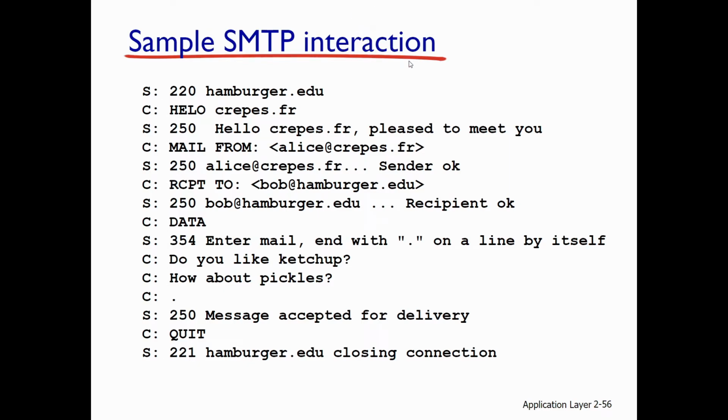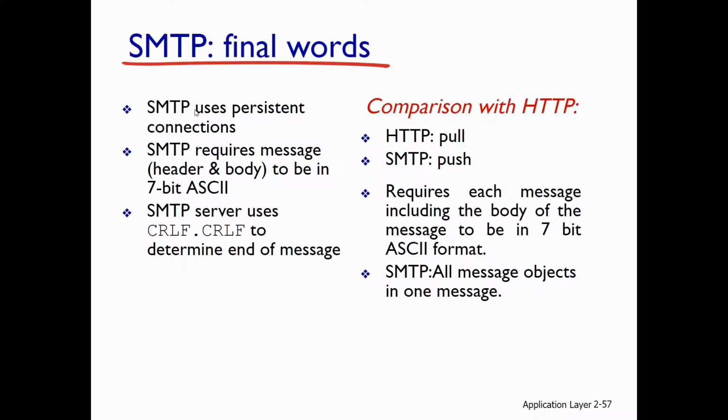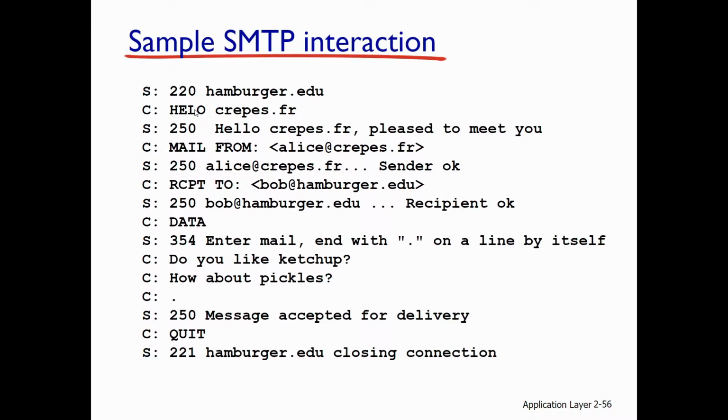This is an example transcript of messages exchanged between an SMTP client and an SMTP server. The server is denoted as S and the client is denoted as C. This is the host name of the server and this is the host name of the client. HELO is a command which is used to initiate the communication, and this is the response from the server.